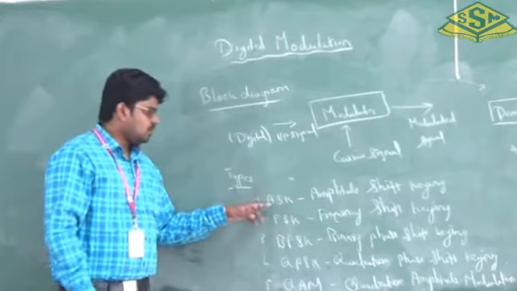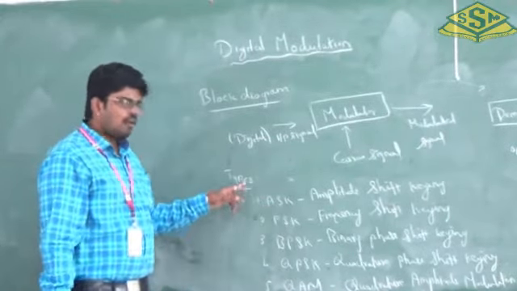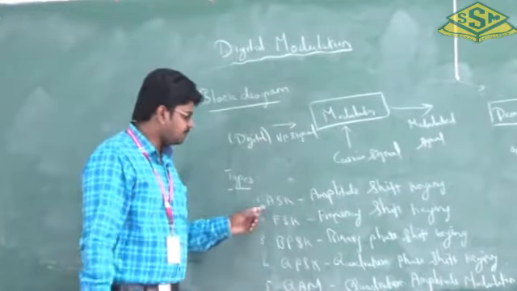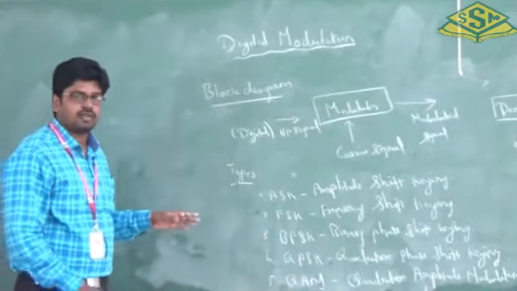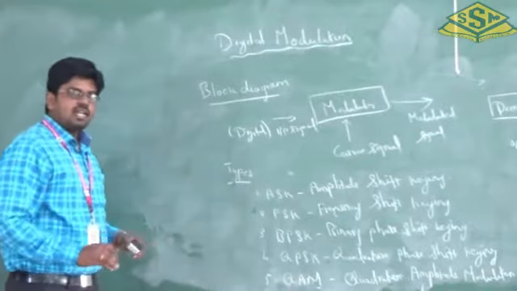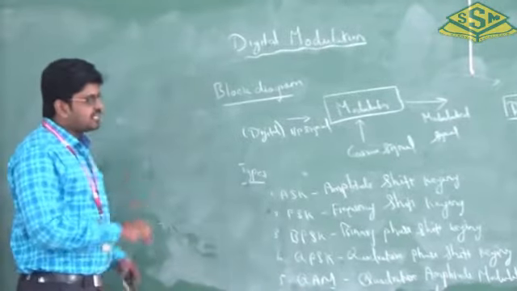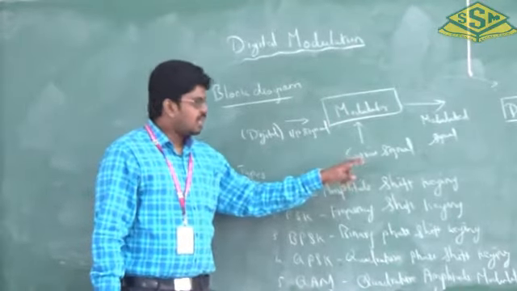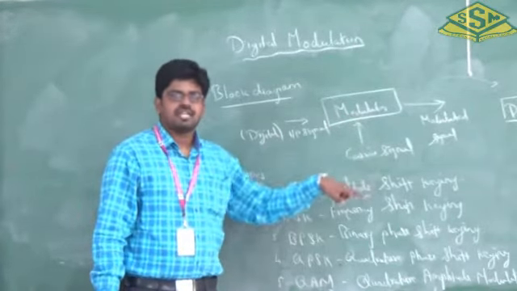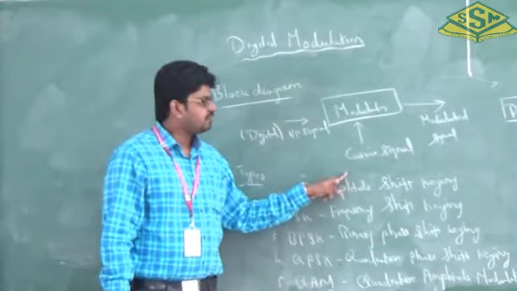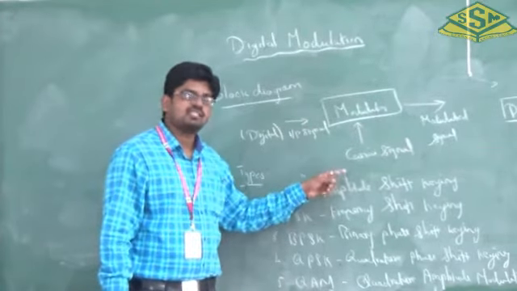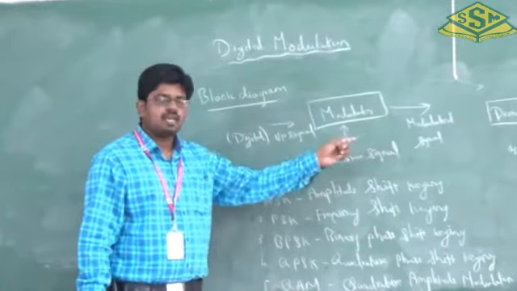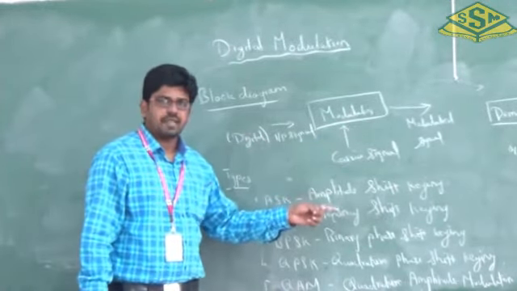Here we can see the definition of all the types. The first one is ASK. We are going to see the definition first of all. Generally we have two signals, input signal and carrier signal. The carrier signal is going to be modulated. If the amplitude of the carrier signal is modulated depending on the input signal, that will be ASK, amplitude shift keying.